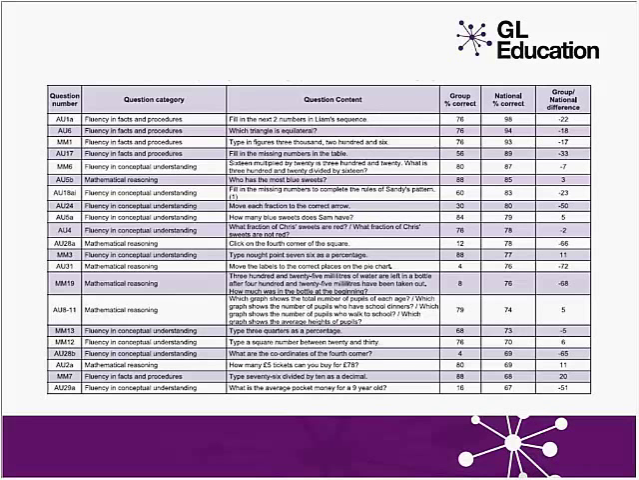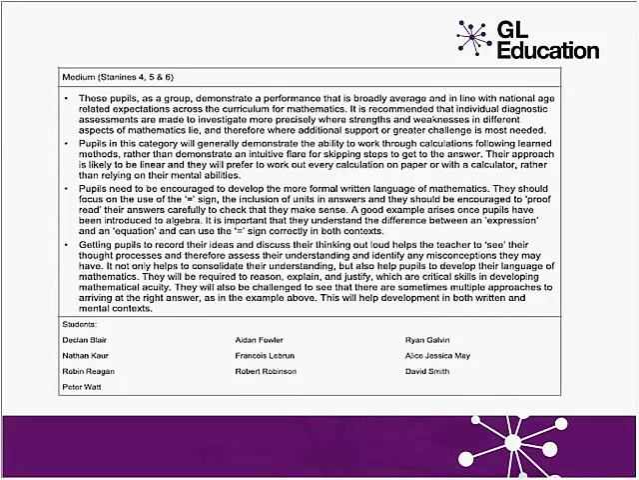It also gives you the names of the students and some strategies for students that fall within the low, the medium and the high stanines. So, for example, getting pupils to record their ideas and discuss their thinking out loud helps the teacher to see their thought process. So these are little strategies to help, having identified where strengths and weaknesses are.